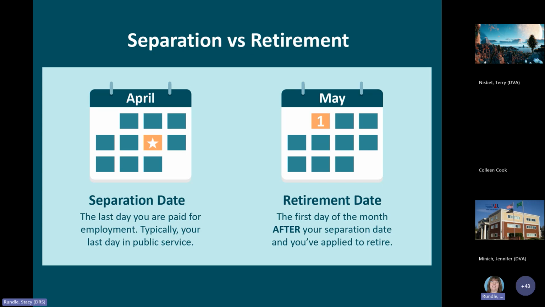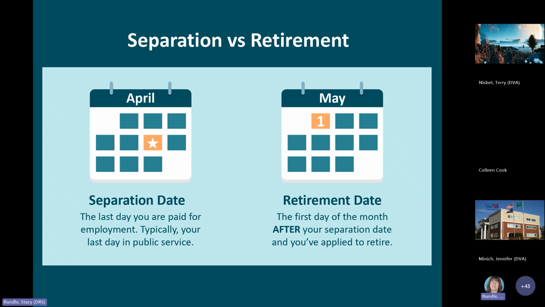Now, there are some important dates that you should know about your retirement. If you retire from active service, your effective retirement date will be the first of the month following your last paid day. So you cannot retire in the same month that you leave employment. So for example, if you're eligible to retire in April and that's when you separate from service, your retirement date will be May 1st. And you will receive your benefit payments on the last working day of each month.